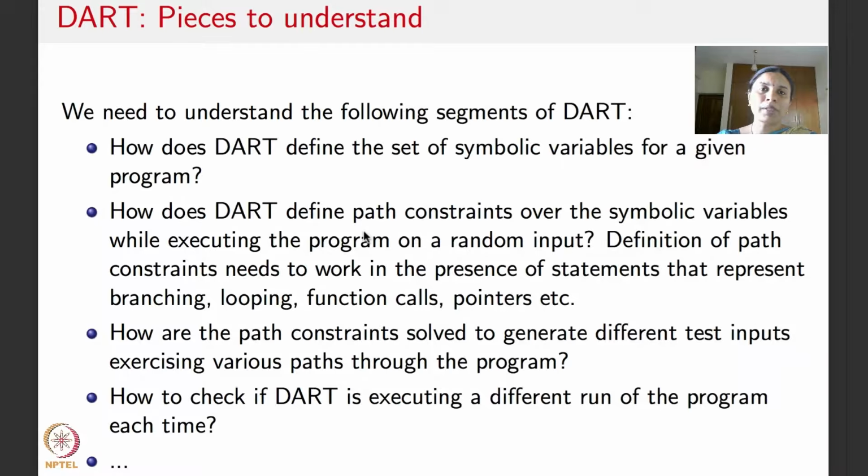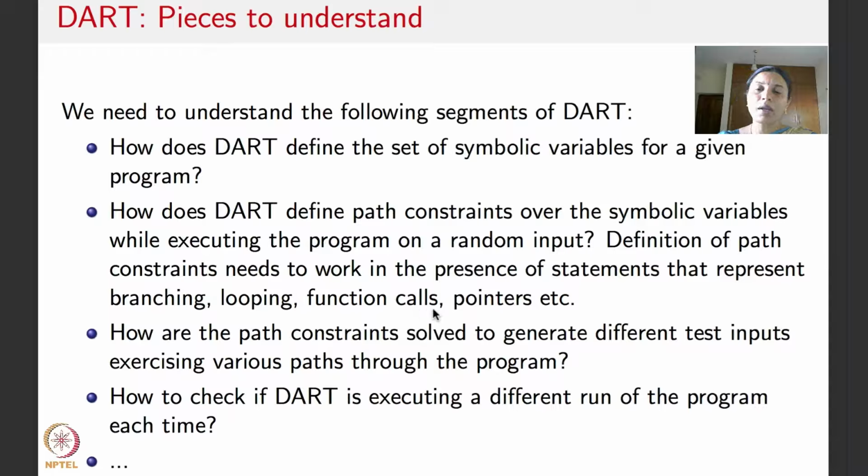This toy example didn't have many features, but my claim is Dart will work on arbitrary C programs, which means what? They could have branching, looping, they could have function calls, which we already saw in this example. They could have pointers and so on. So Dart should be able to generate these path constraints in the presence of all these entities.